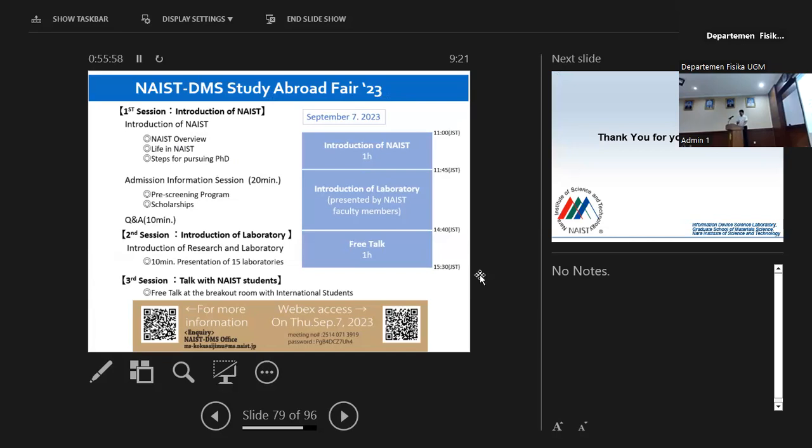If you're interested in joining NAIST, actually there's a NAIST DMS study abroad. I think this was already shared with your supervisors. It will be on September 7. There will be an introduction of NAIST and life in NAIST, an information session on how to join, and an introduction of several laboratories by NAIST faculty members. You can join using this link, and for more information, you can ask the office.